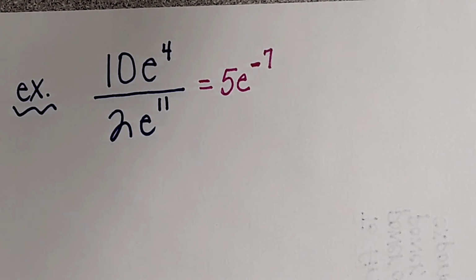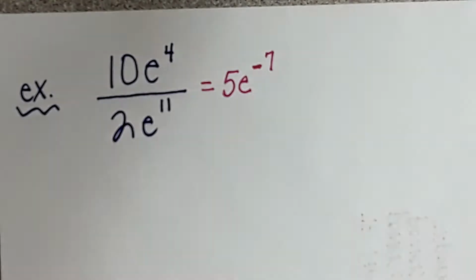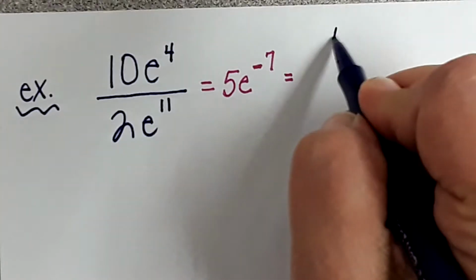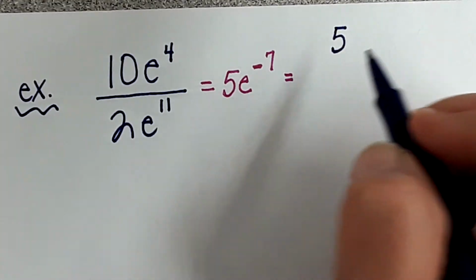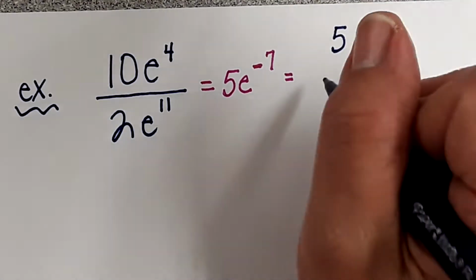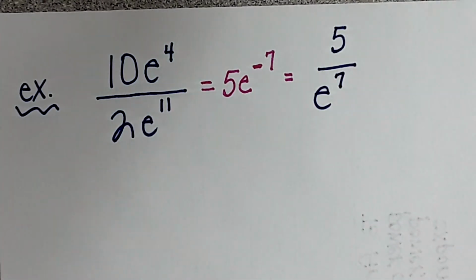Now we're going to apply that negative property. Is the 5 okay where it's at? So the 5 is going to stay in the numerator. Where does E go? Does it stay with the 5 or does it go down below? It goes in the denominator. And that's your final answer.